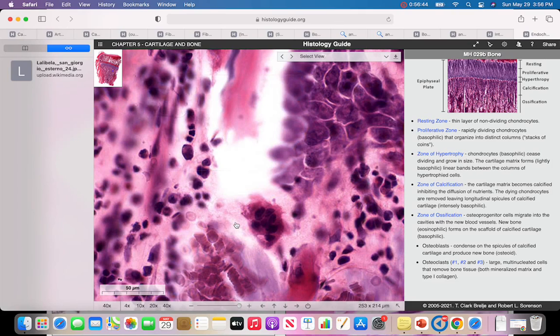So osteoblasts and osteoclasts work hand in hand. Bone is very dynamic. It might look like a static one, but it's very dynamic. Osteoblasts lay down new bone tissue, and old or unwanted bone tissue is resorbed by osteoclasts.